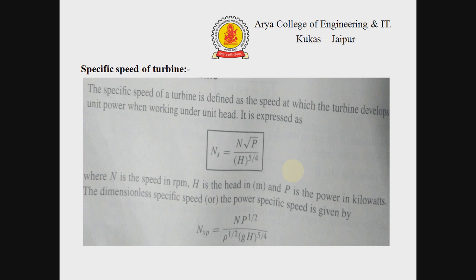Now we discuss the specific speed of a turbine. The specific speed of a turbine is defined as the speed at which the turbine develops unit power when working under unit head. It is expressed by the following relation: Ns = N√P / H^(5/4), where N is the speed in RPM, H is the head in meters, and P is the power in kilowatts. The dimensionless specific speed or power specific speed is given by the following relation: Nsp = N√P / (√ρ (gH)^(5/4)).